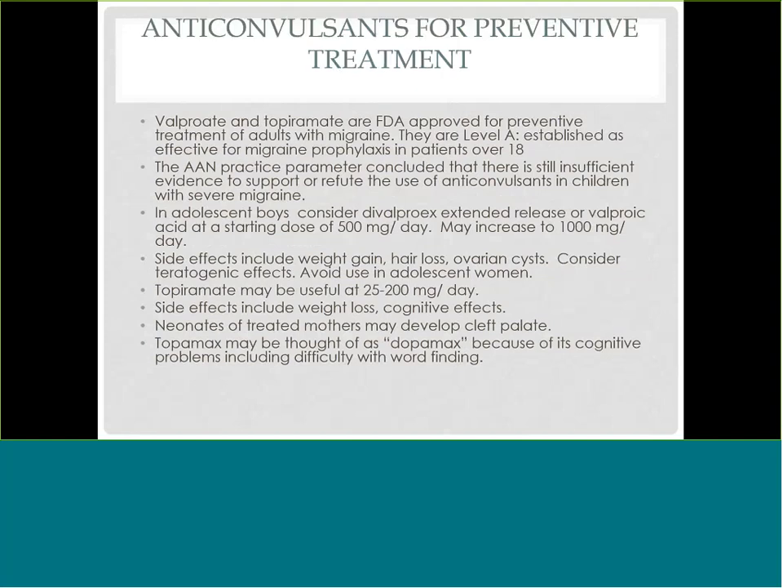Anticonvulsants can also be used for prevention. And again, the data is primarily in adults. Valproate and topiramate are FDA approved for preventive treatment of adults with migraine with level A data, meaning the highest level of data. But the AAN practice parameter concluded that there is still insufficient evidence to support or refute the use of anticonvulsants in children with severe migraine.